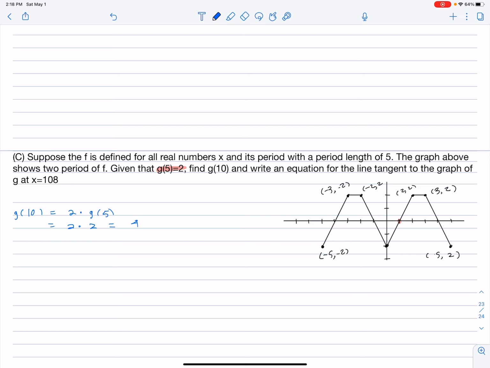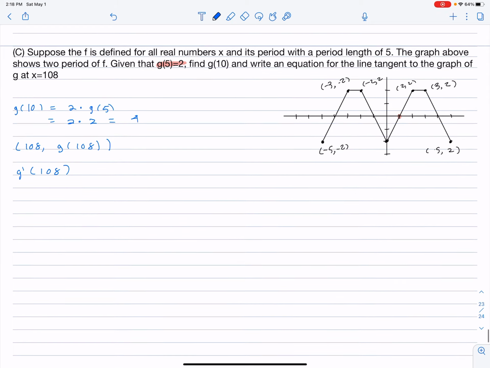Now they ask us to find the equation of the tangent line at x equals 108. So I think you could agree we need to know 2 things. We need to know the point. So in other words, I need to know this, and I need to know this. Let's start with the point, because that's kind of what we just did above.